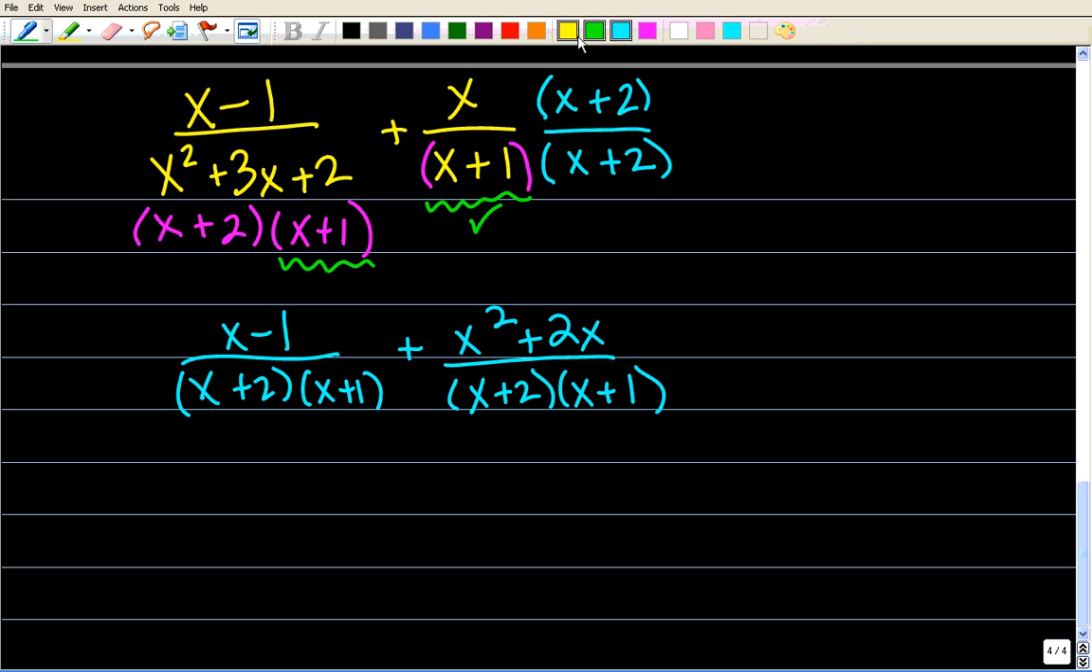Now we just need to do step 4, which would be to add the numerators and simplify. So I'm going to have equals. So my denominators will stay the same. So let's just go ahead and write that, get that out of the way. The (x plus 2) times (x plus 1) stays the same. And I have only an x squared. I've got a 1x and a 2x, so that's 3x, and then minus 1.